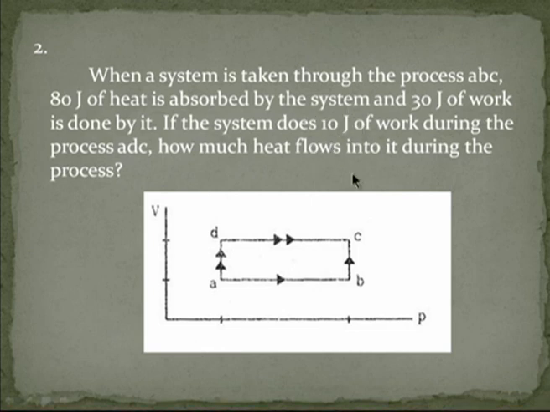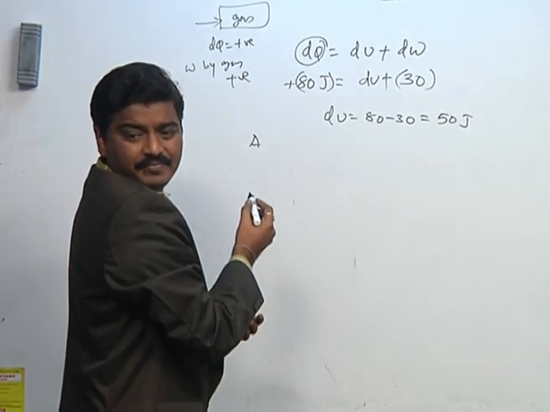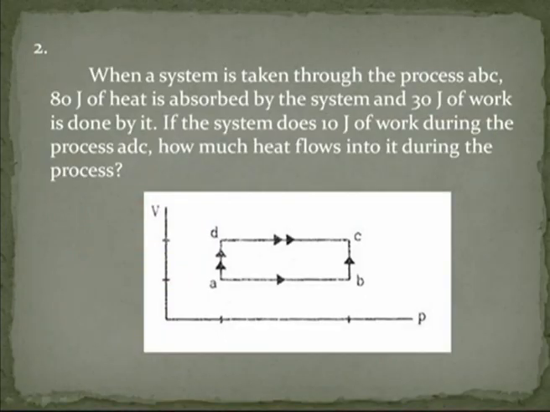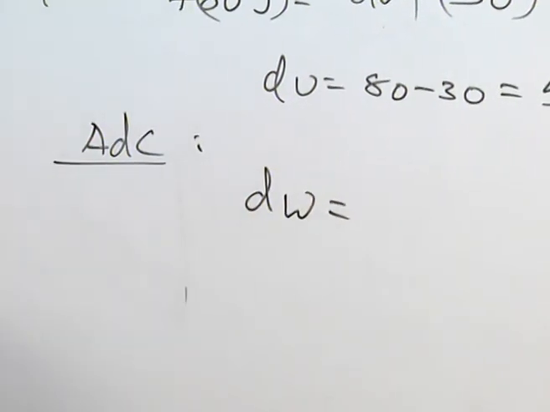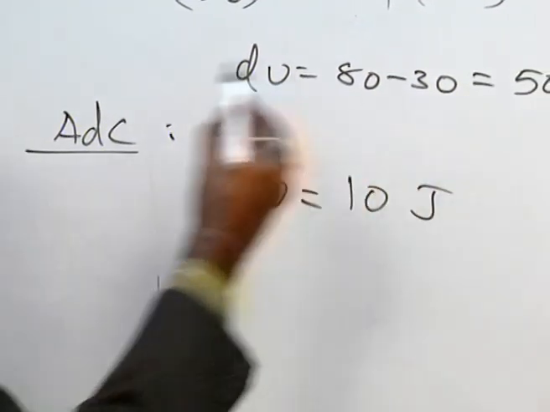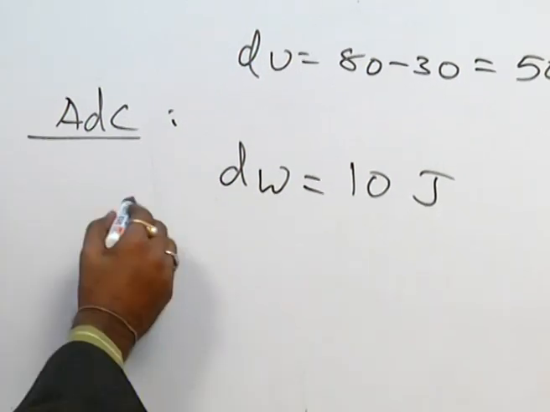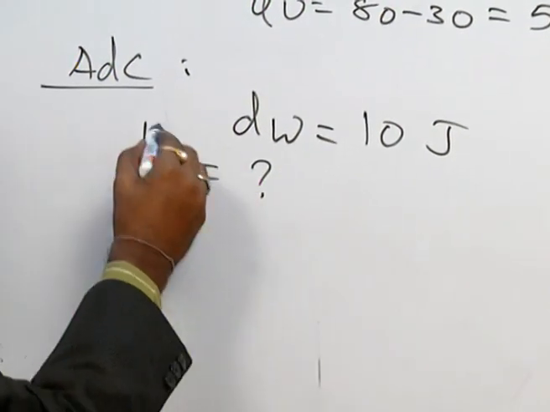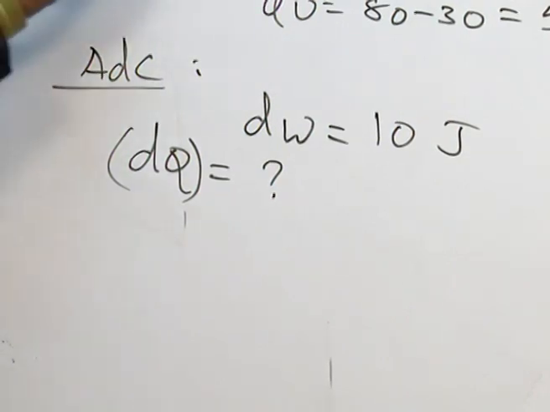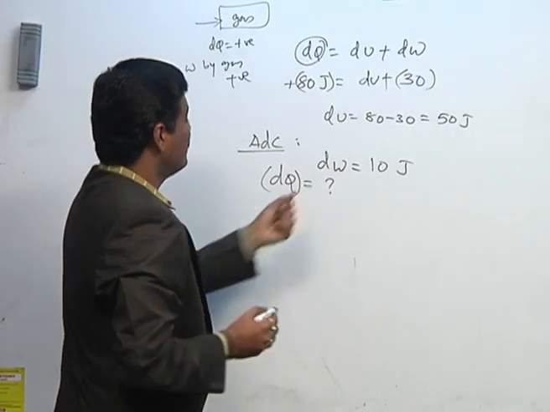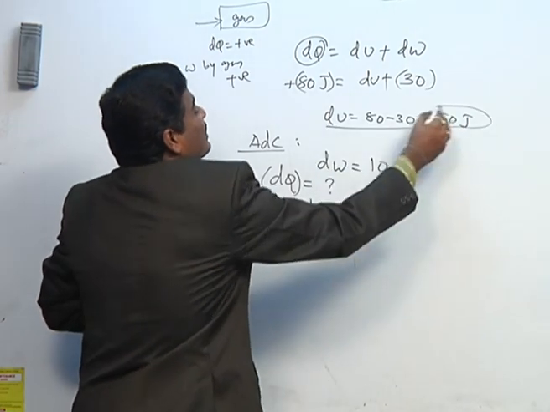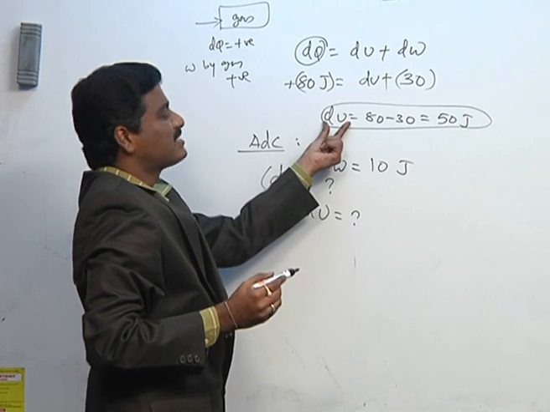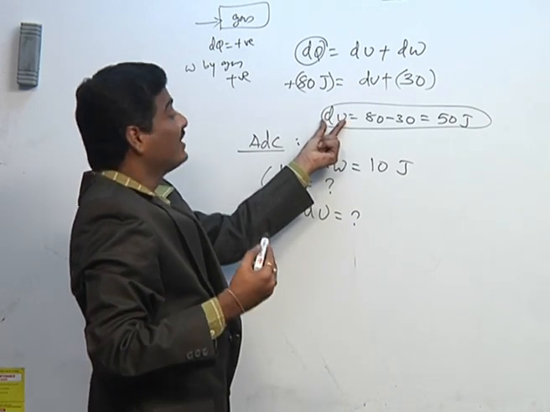If you are taking the second process, ADC, dW is equal to 10 joules. What is being asked: how much heat flows in this process? So dQ is how much during this ADC process, whereas in the first process dQ is 80 joules. dW is given. How can you calculate dU? Because dU we already got in the first process, and dU only depends upon the initial and final position but not on the path.